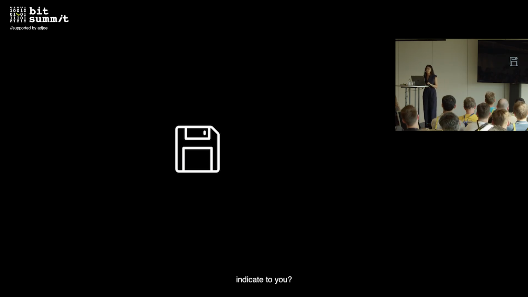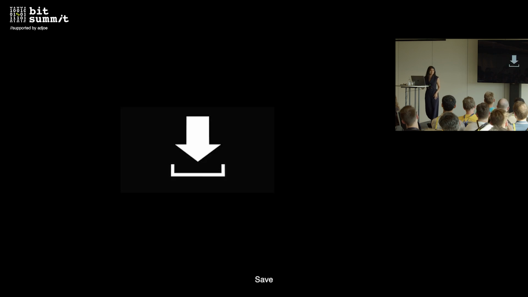Okay. So I have a question for you all. What does this button indicate to you? Okay, I hear floppy disk, save. How about this? I hear download and save again. Inbox. Favorites, save, bookmarks. Save, right? So in reality, all these buttons mean save, but how different they look, right?